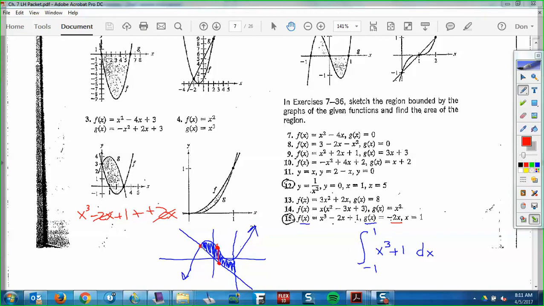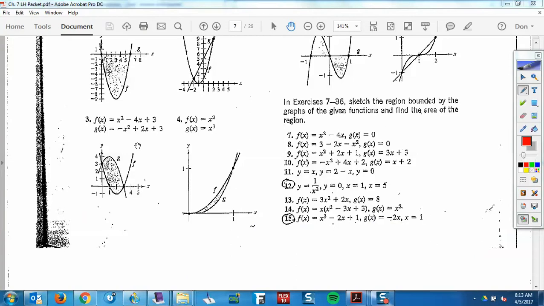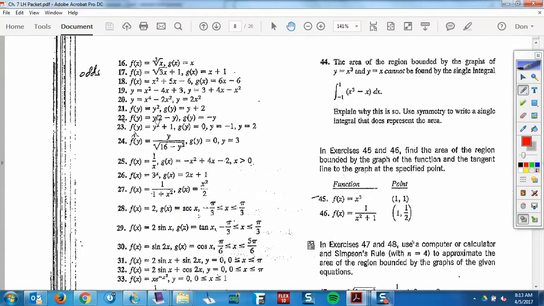Now you also have to find this intersection point, right? You have to find where they intersect, which is at negative 1. And then, of course, this over here was a line y equals 1. So the integral is negative 1 to 1. Okay? So, finding this region, setting up this integral, it's been a few days since we had to do any of those.